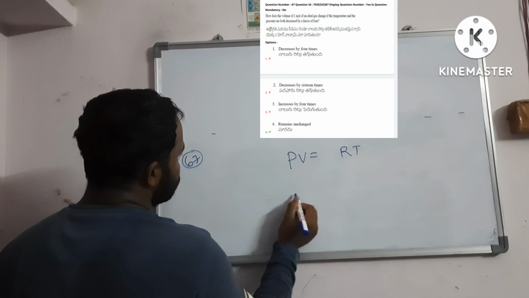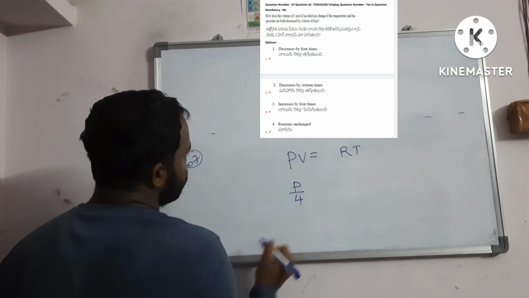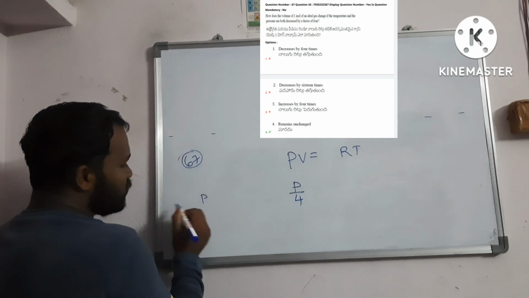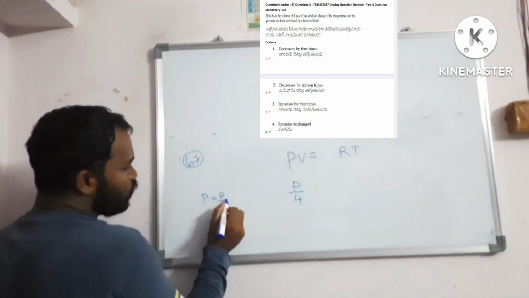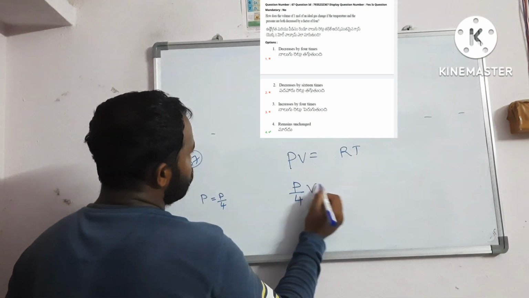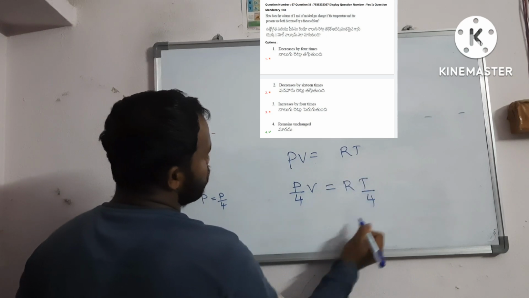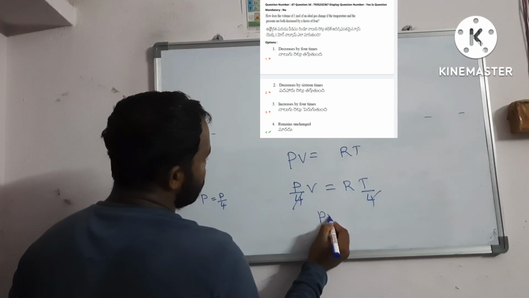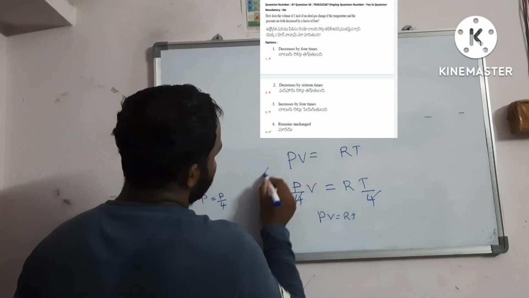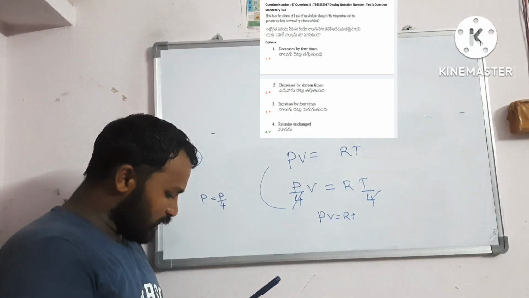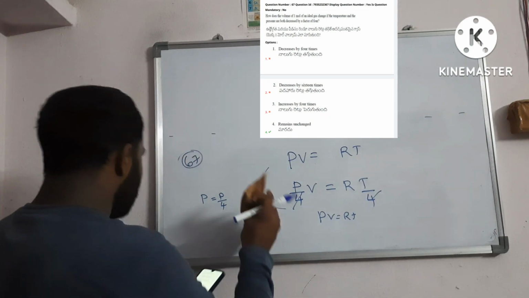Pressure is decreased by 4 times, so P by 4. Initially pressure is P, so it is decreased by 4 times, meaning P by 4 into V. And temperature is also decreasing 4 times, meaning T by 4. So the 4 cancels, and you get PV is equal to RT. Hence there is no change, the volume remains unchanged.